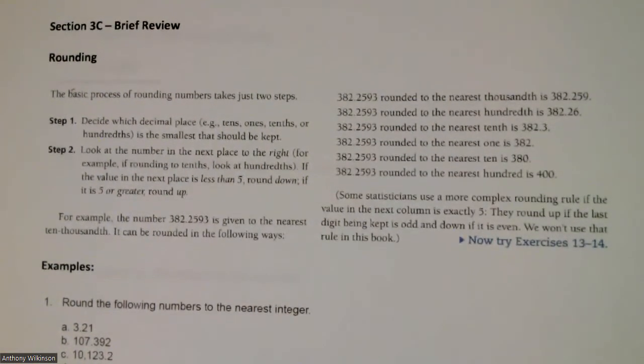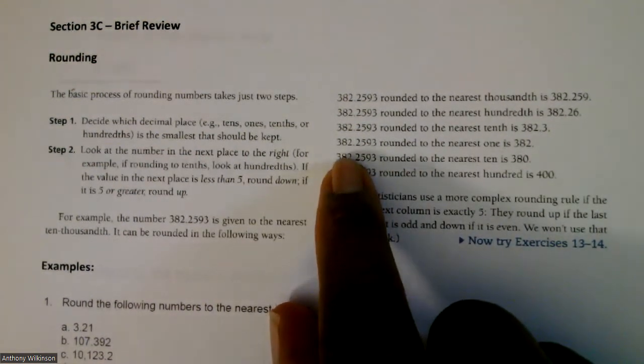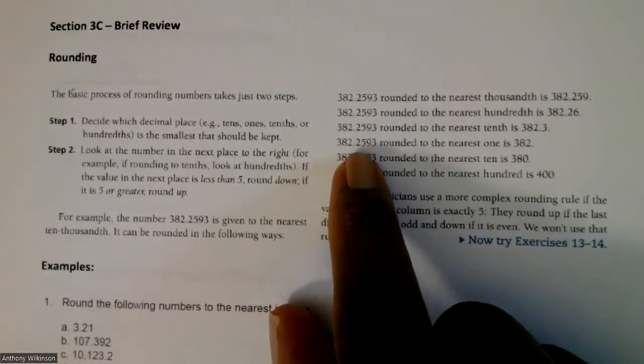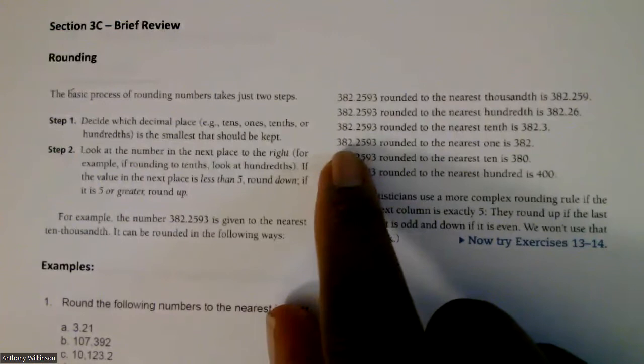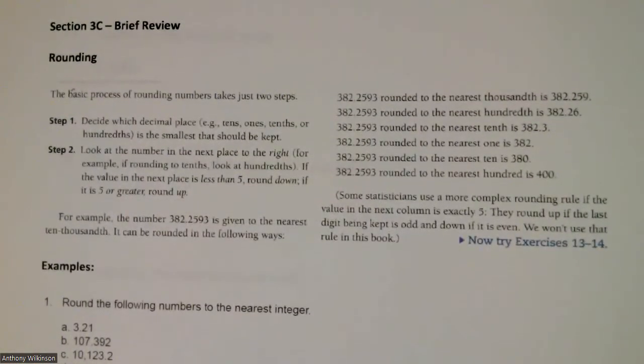And what about to the nearest 1? And sometimes the problem may ask you to round to the nearest whole number. Okay? So the number that's in the ones place is this 2. That's the first 2. To the right of that is another 2. That 2 is less than 5. So this 2 in front remains the same. So 382.2593 to the nearest whole number, or to the nearest 1, will be 382.